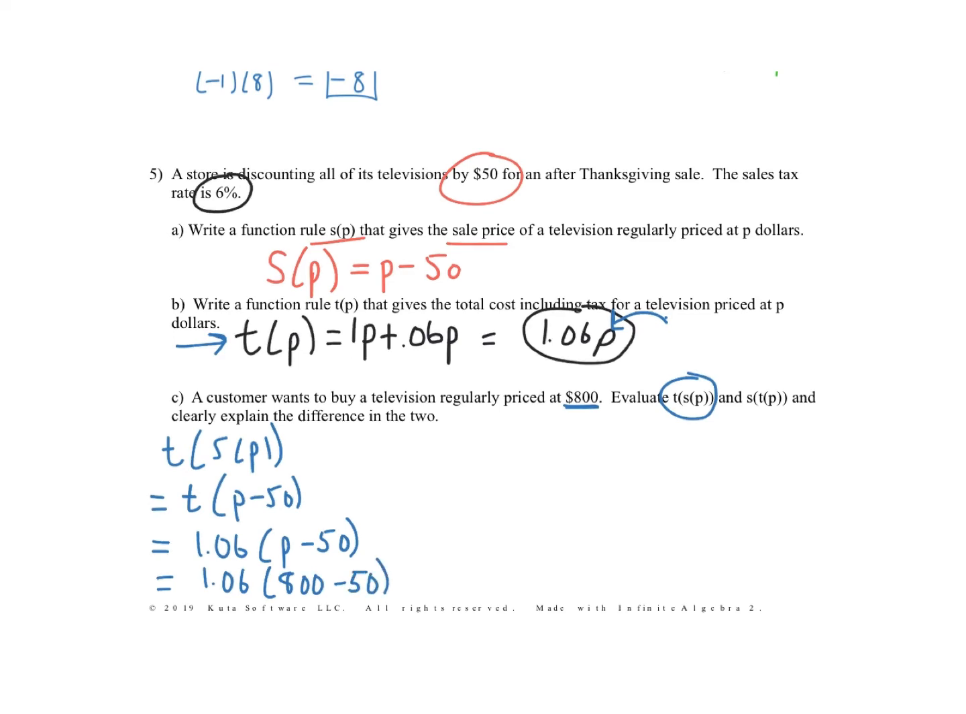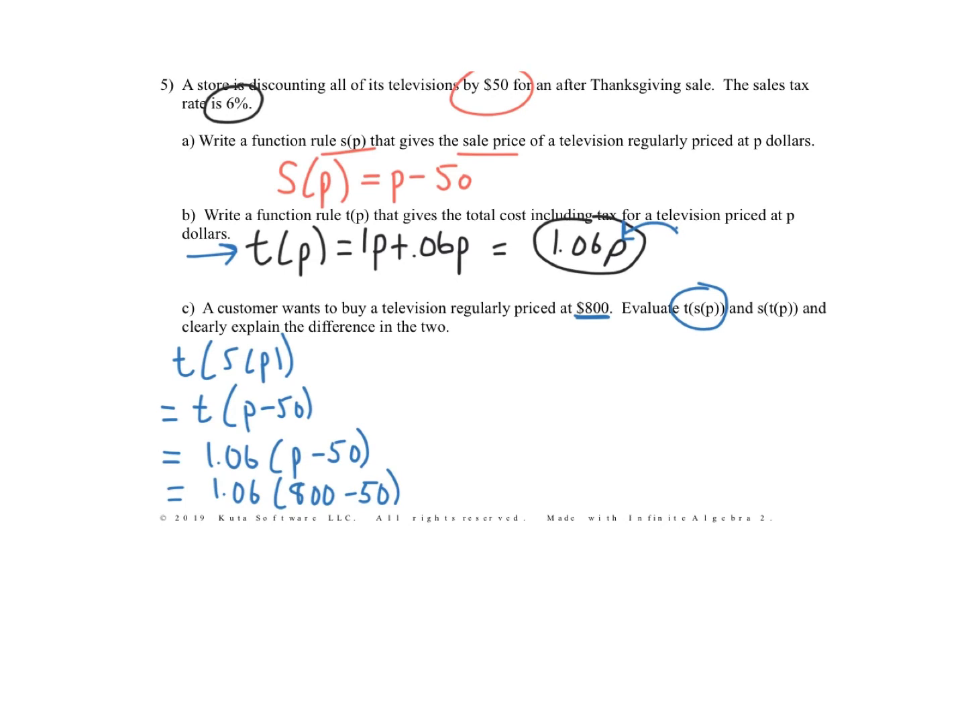So we need to do 1.06 times 800 minus 50, which is 750. So we're going to do 1.06 times the $750, which should get us a final answer of around $795. So again, that's doing the sale first, then applying tax after. Then when we switch things up and add tax first, because T is the inside function, that always occurs first.